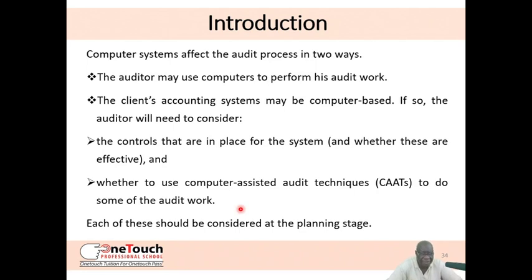Each of these should be considered at the planning stage. So at the planning stage, there are 4 elements here. 1, the auditor may use computer himself. 2, the client system may be computerized. Then, when those things are happening, that means you have to find out whether controls are put in place to mitigate the risks. Then, you can also use computer-assisted audit techniques.